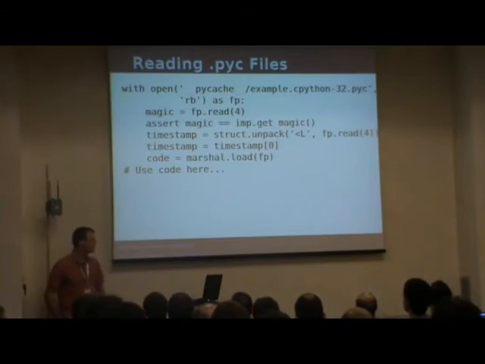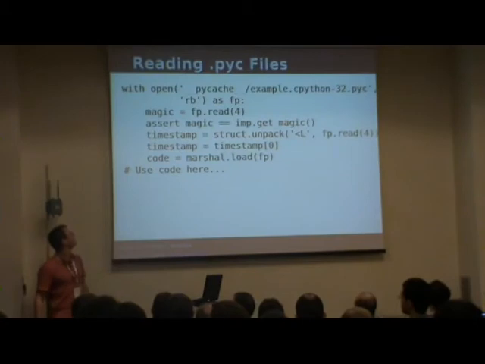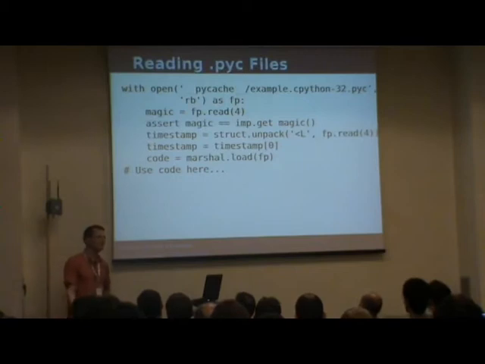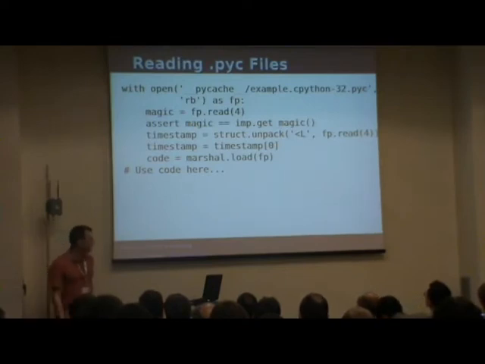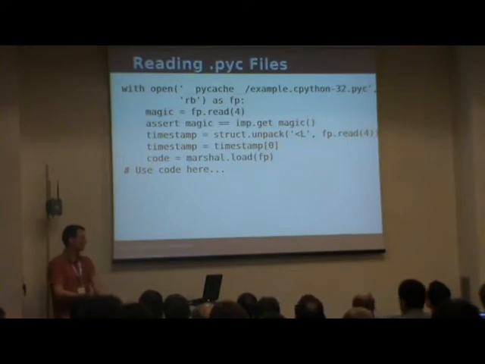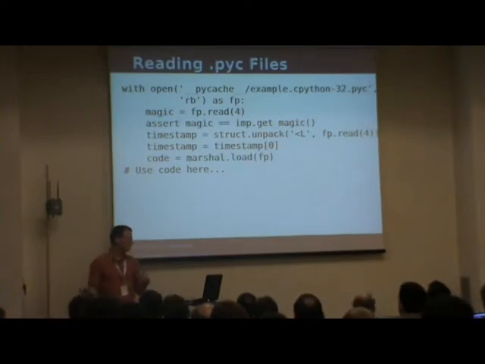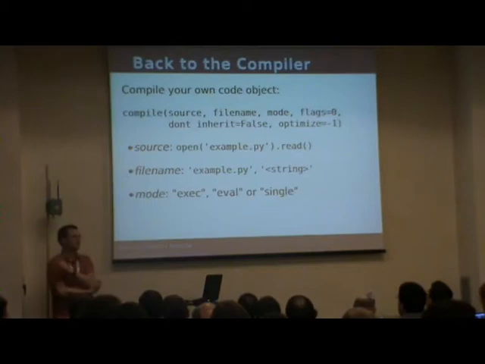So you open the file, making sure in Python to open it as a binary file, not just a text file. You get the magic, you check the magic number is fine. You can get the timestamp out quite easily. Then you load the code object. And a normal bytecode file will then have the code object at the end of the file. So then you want to get the code object.